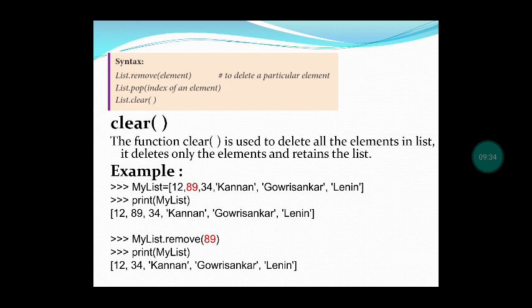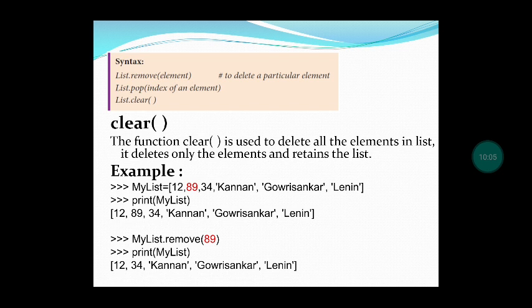Next example I will explain about the clear statement. First look at this example. This is an example for the remove function. We have given some numbers and names that have been printed. After that we have given my list dot remove of 89. So we are going to remove that particular element 89 alone. So finally we got the output 12, 34, Kannan, Gauri Shankar, Lenin. So 89 has been removed. This is the example for the remove function.